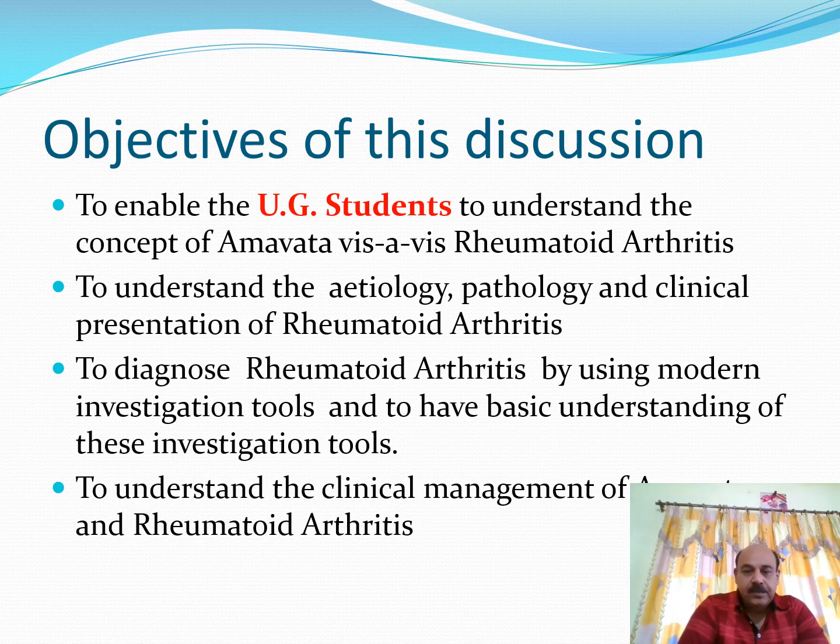Objectives of this discussion. By the end of this discussion, our undergraduate students will be able to understand the concept of Amavata as well as rheumatoid arthritis. They will be able to understand the etiology, pathology, as well as clinical presentation of rheumatoid arthritis. They'll be able to diagnose rheumatoid arthritis by using modern investigation tools and have basic knowledge and understanding of these investigation tools, where these investigations are to be done, and they will be able to draw logical conclusions from the results which are obtained from these investigations. And finally, they will be able to understand the clinical management of Amavata as well as rheumatoid arthritis.